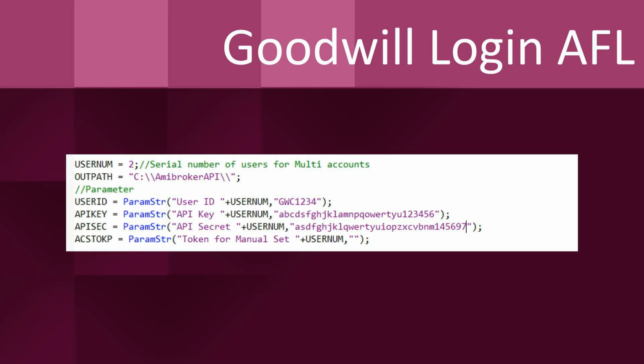The ACSTOKP parameter allows you to manually enter your token if there are changes in the log file or if you receive the token from another source. So leave this field empty. After entering the default parameters, save the AFL file. Now your credentials are pre-filled as default parameters, so you won't need to enter your credentials every time.